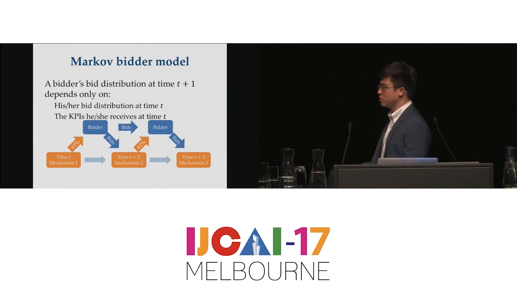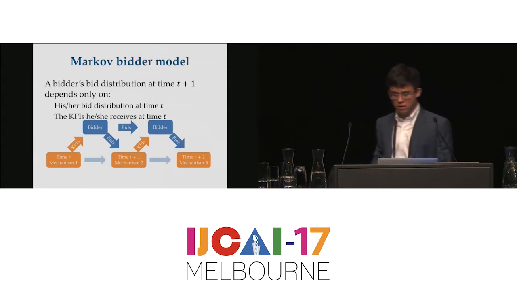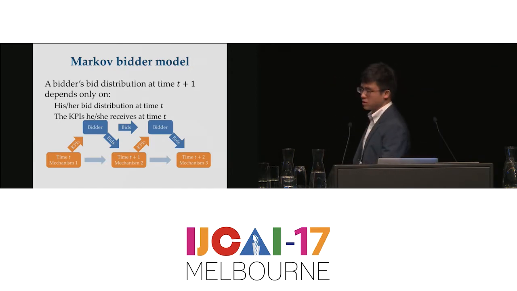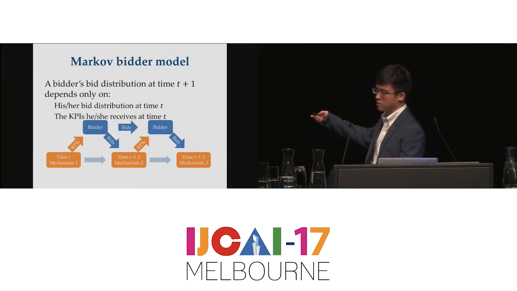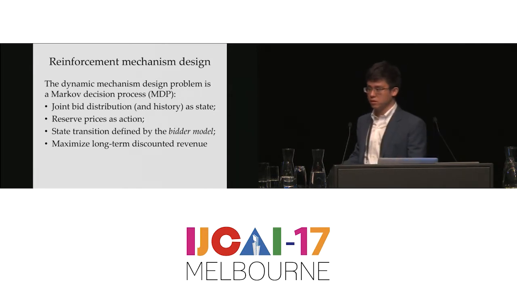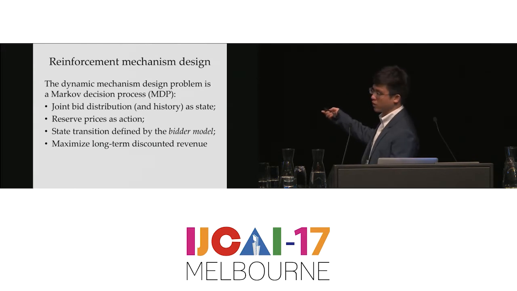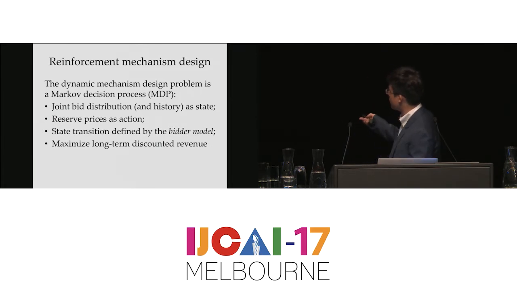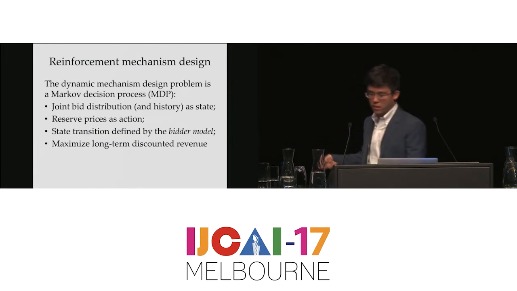We also assume a Markov property of the bidders. We assume that the bidder's decision at time t plus 1 only depends on his decision at time t, and the KPI he observed yesterday. So this is also a dynamic mechanism design problem, where the mechanism designer is the MDP decision maker. The joint bid distribution can be regarded as states, the reserve price vector for each advertiser is Baidu's actions as the decision maker, and the state transition is defined by the bidder model here. The goal is to maximize long-term discounted revenue, usually over 3 months or 6 months.